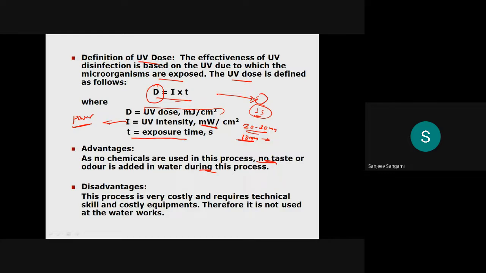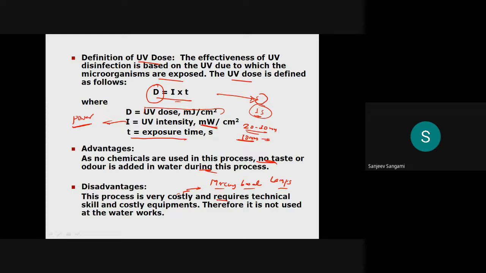Then the disadvantage is that this process is very costly. Why? Because we are using mercury based lamps. That is why it is very costly and requires technical skill and costly equipment. Technical manpower is also required, and they should be very efficient in handling UV-based radiations. Therefore, it is not used at the waterworks.